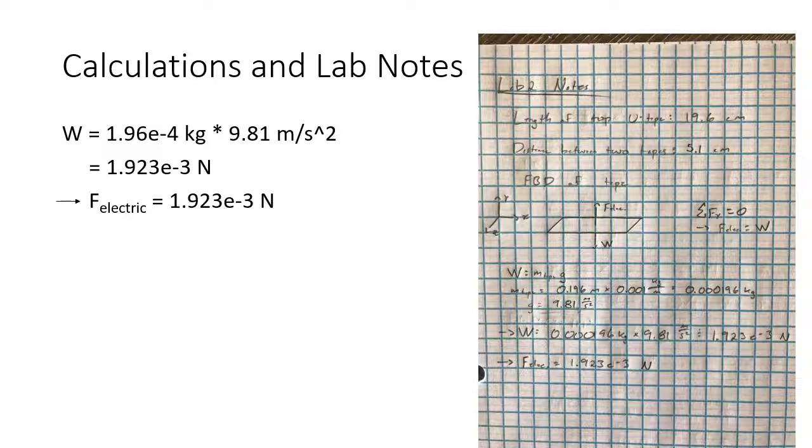Since there's no change in momentum, we know that the sum of the forces in the y direction must equal 0, and thus the electric force is equal to the weight force. The weight force we can calculate by determining the mass of the tape and multiplying that mass times the gravitational constant g. Given the linear density of a charged piece of tape and the length of the tape in meters, we find that the mass of the tape is 1.96 times 10 to the negative 4th kilograms. From this, we determine that the weight force is equal in magnitude to 1.923 times 10 to the negative 3 newtons, and thus the electric force has the same magnitude.